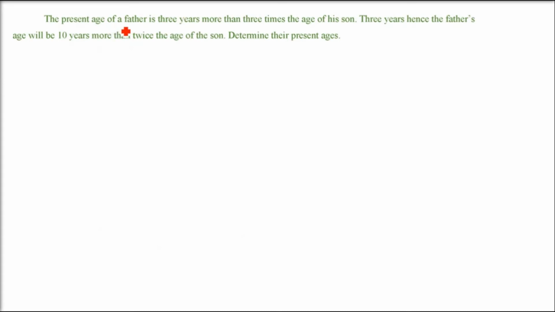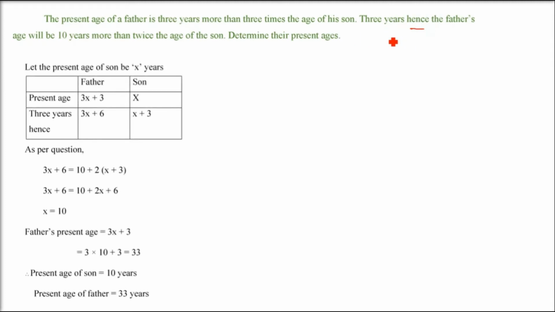Now there is OR. So of these two questions, one of them has to be done. The present age of a father is 3 years more than 3 times the age of his son. 3 years hence, the father's age will be 10 years more than twice the age of the son. Determine their present ages. See, this hence means after. You can understand hence as 3 years after.